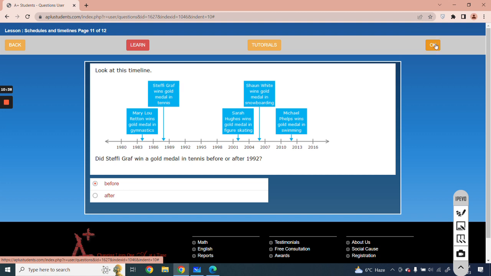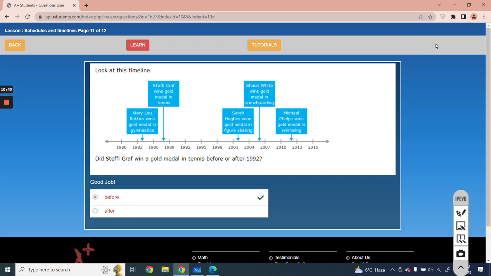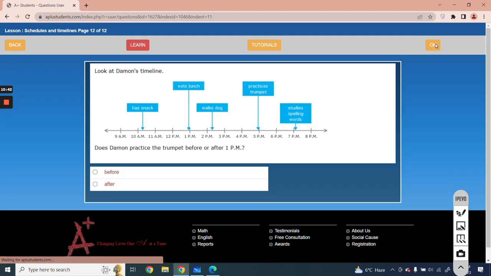Okay. The next one is, look at Damon's timeline. Does Damon practice the trumpet before or after 1 p.m.? So here is 1 p.m. and he practiced after 1 p.m. Got it? Because it is on the right hand side of 1 p.m. So it is after. Got it? Okay, we have completed the test.